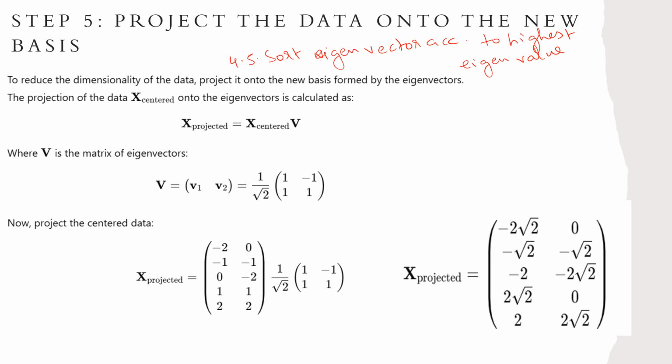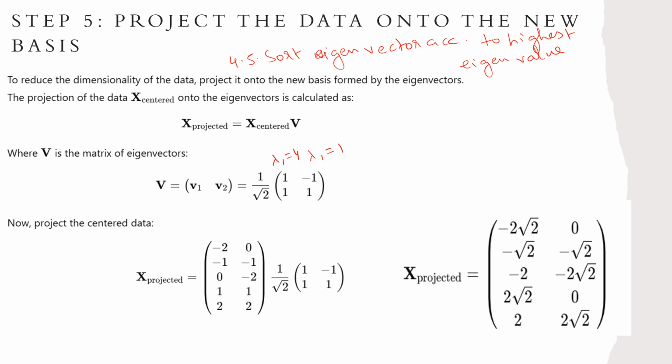So this one is corresponding to eigenvalue 4 and this one is corresponding to eigenvalue 1. First, I'll have to put the eigenvector which is corresponding to the highest eigenvalue. Then I need to put the eigenvector which is corresponding to the next eigenvalue. So I need to form a matrix of all the eigenvectors that I receive. And then, for the last step, to get the projected data, I need to project my data.